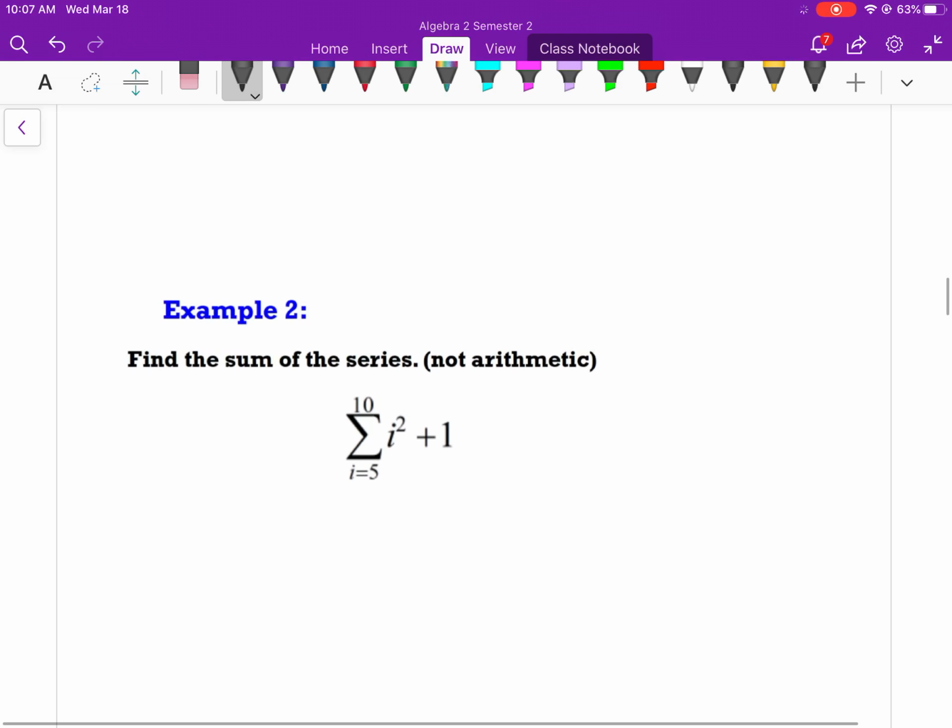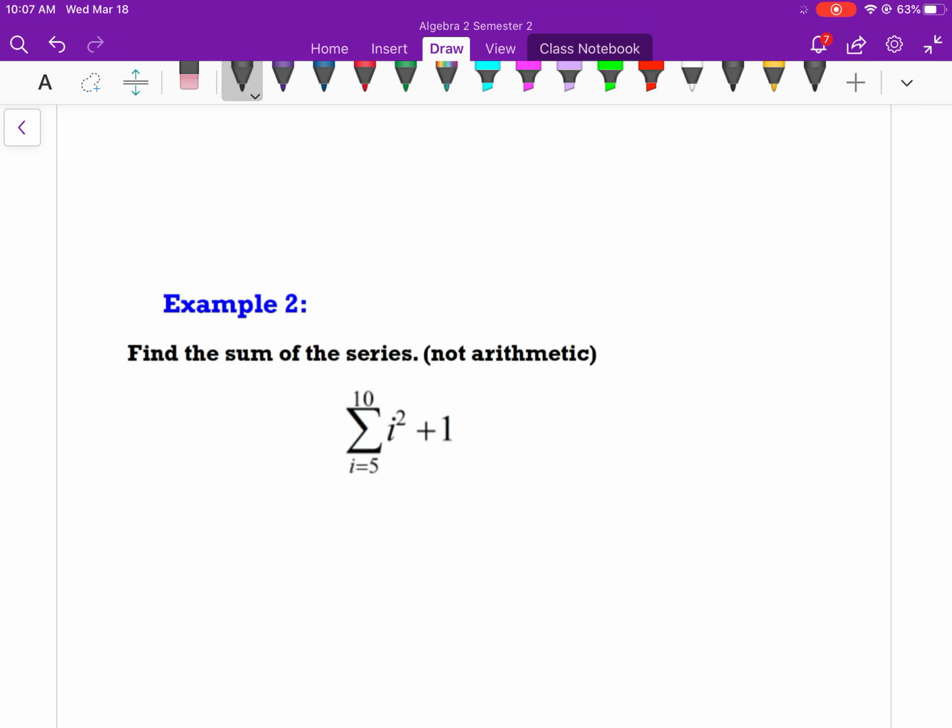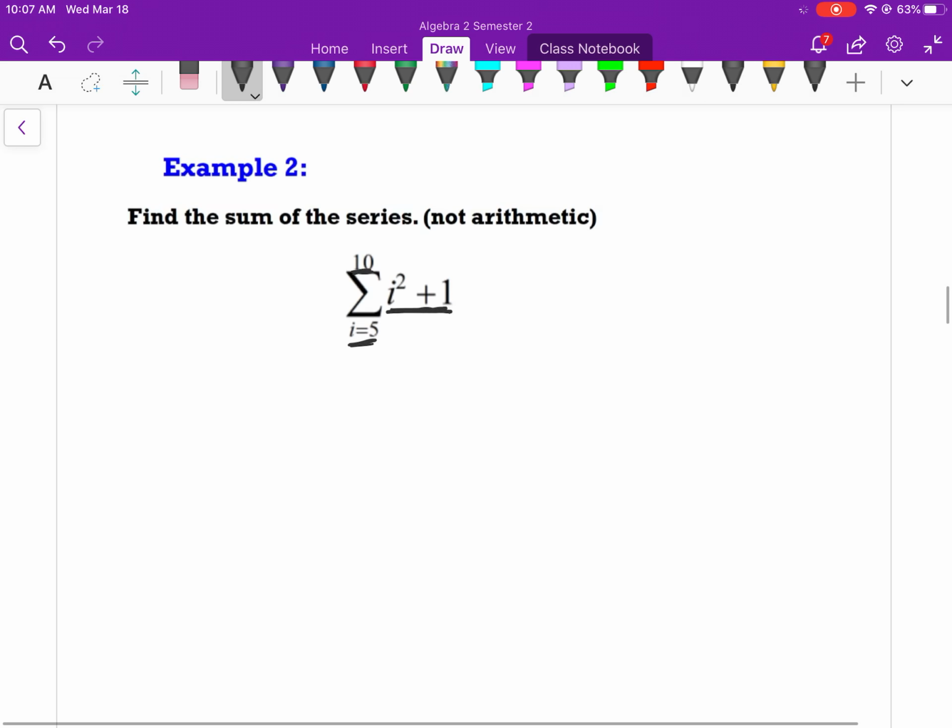So, looking at it. Find the sum of the series. Not arithmetic. Look at it again in summation notation. This part right here is our rule. That is what's going to help us find our terms. And then we have our lower limit, which is 5, and upper limit of 10, meaning I'm finding the sum of the 5th term through the 10th term.